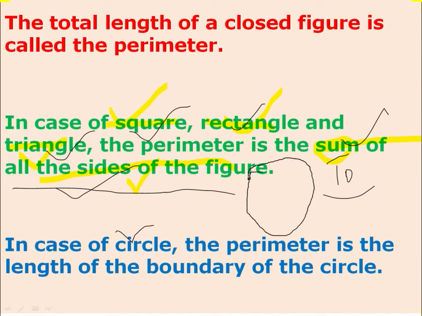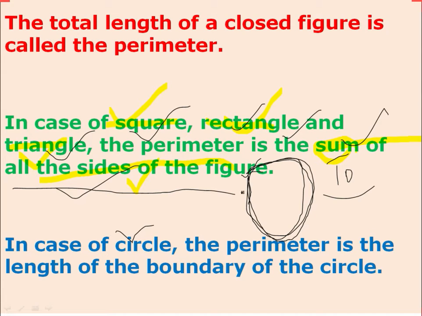I'm so sorry because I'm not able to draw the exact circle over here. So this is the circle, isn't it? Whenever we have to find the perimeter of this circle, we have to simply count the border of this circle, or we can say the boundary of this circle. When we count the boundary of this circle, we are counting nothing but the perimeter of this circle.